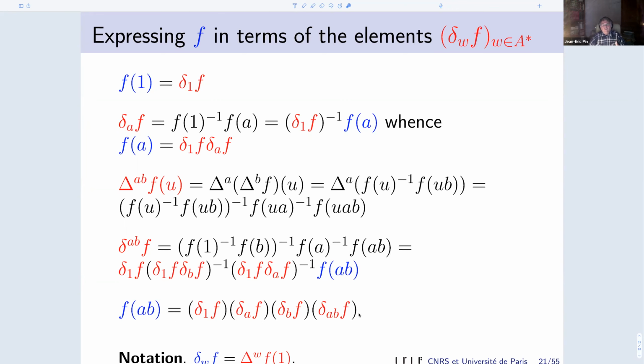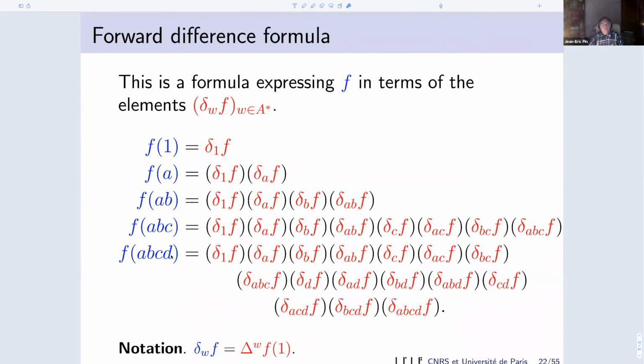So this should convince you that it's indeed possible to express the f of u in terms of these delta elements. Let's see how it works in a little more detail. Here is a more complete computation for the words of length 1, 2, up to 4. And you see it gets fairly complicated, because it is non-commutative, so we cannot put these elements together or commute them.